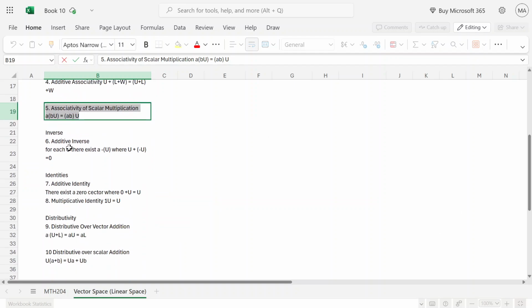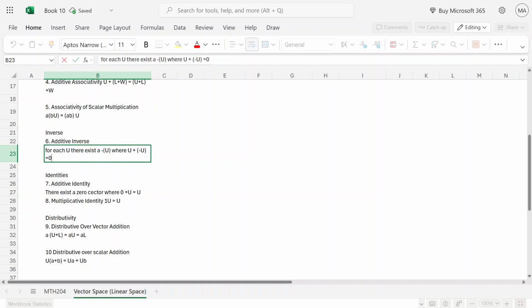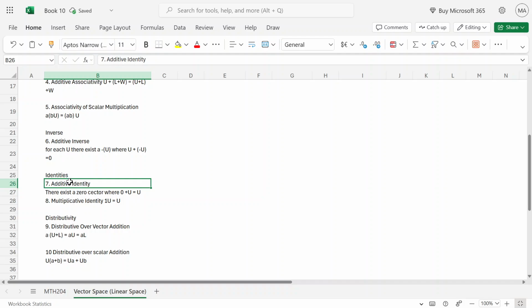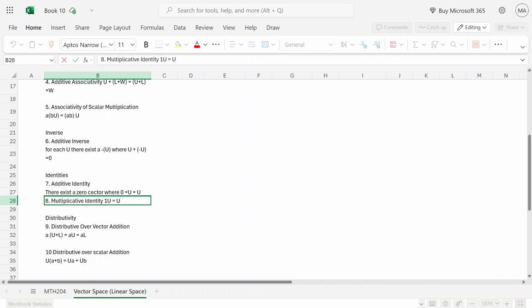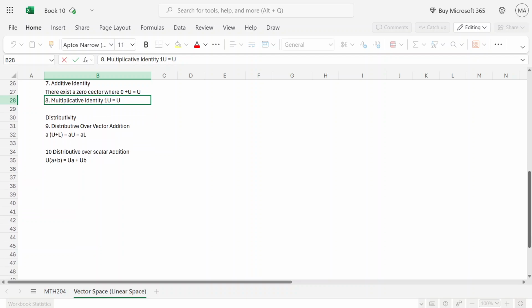So we have inverse, additive inverse. For each u, there exists the minus u, where u plus minus u will be equals to 0. Then we have the identities, the additive identity, 0 plus u equals to u. Multiplicative identity, 1 times u equals to u. Then we have the distributivity, distributive over vector addition and distributive over scalar addition. Now let's move to the next one.